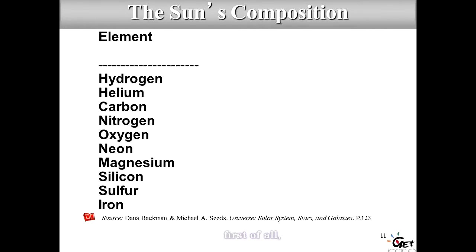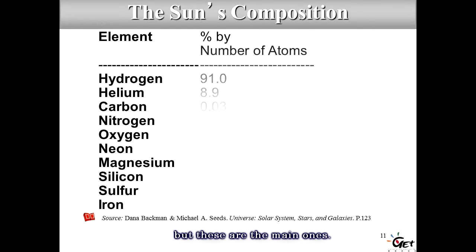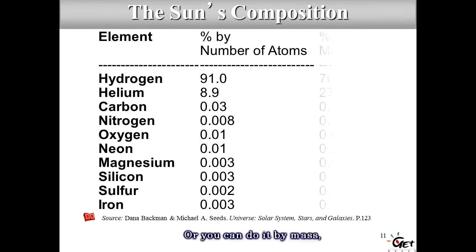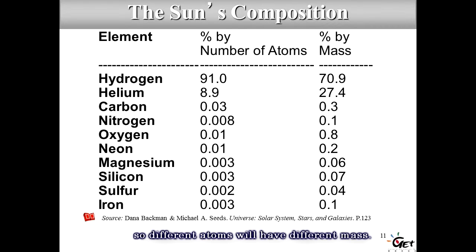So first of all, as you can see, these are different elements that have been detected on the sun. Of course, the list is far longer, but these are the main ones. This is the percentage by number of atoms. So you count the total number of atoms in the sun and derive the percentage of this number of atoms that are of this element. Or you can do it by mass. Different atoms have different mass, so you can look at the percentage by mass. And you can see immediately that at 97 or 99% in mass, the sun is composed of hydrogen and helium. Hydrogen is the large fraction and helium is about a quarter, more or less.